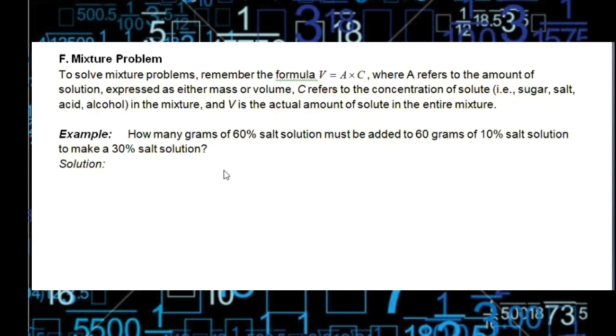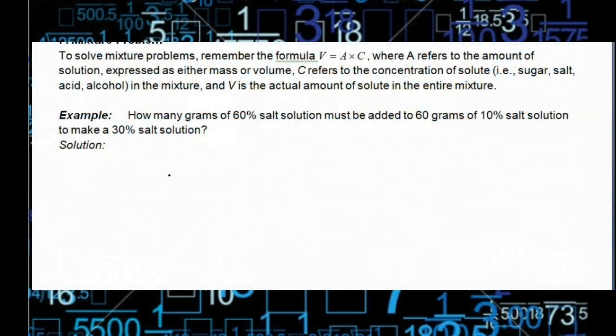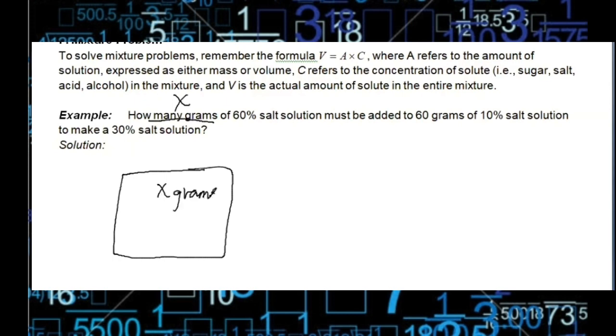Example, how many grams of 60% salt solution must be added to 60 grams of 10% salt solution to make a 30% salt solution? So, what I'm going to do, I will do box method. Kunwari, meron akong container. So, bawat box katumbas container. How many grams? Do you know the number of grams? No. So, this is your X. Tama? How many grams o X grams of 60% o sa baba?